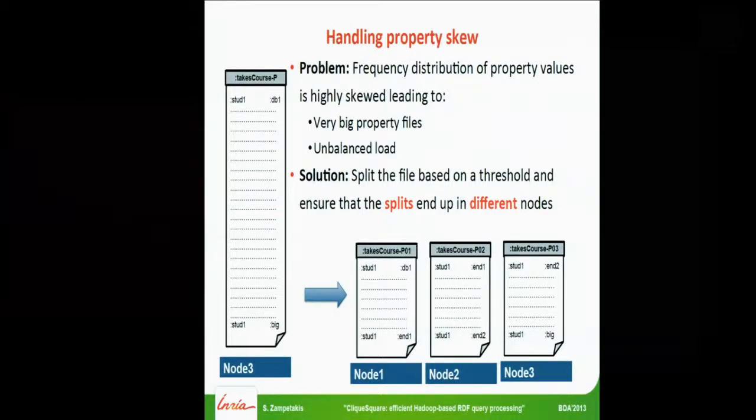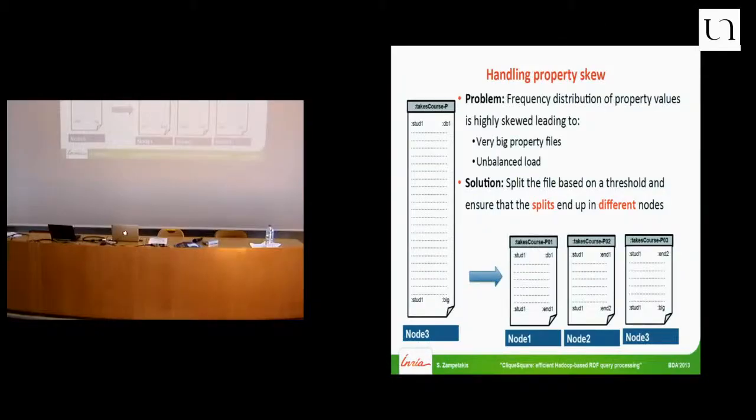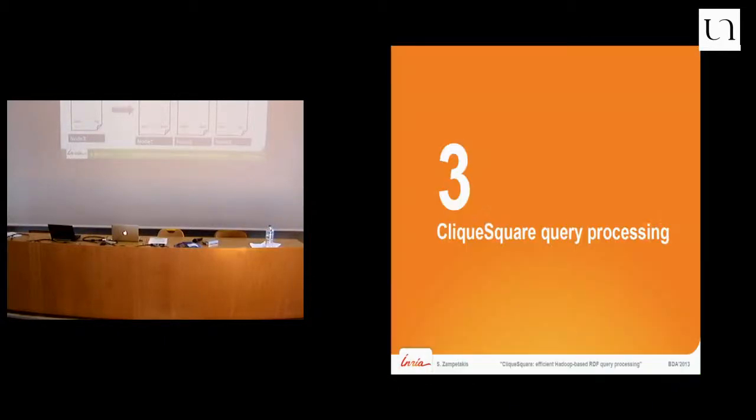Because the distribution of property values in RDF is not uniform, we have problems with skew. So we have very big property files. How we deal with this issue is simple: we have a threshold. When a file gets too big, we split it into multiple files and make sure that they end up on different nodes. Now let's see how we process this data using MapReduce.